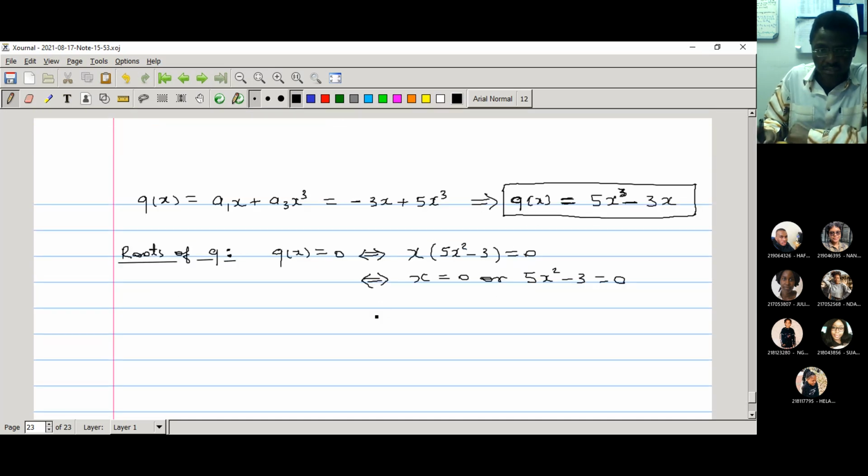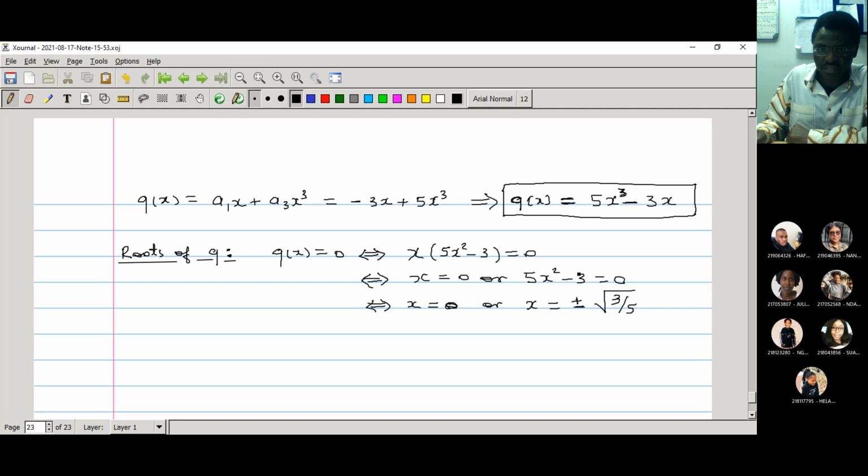Right? So which is equivalent to x equals 0 or, now this one, x is equal to plus or minus the square root of 3/5. So we have 1, 2, 3. So we have 3 roots. The degree of the polynomial is 3, and we have 3 roots.